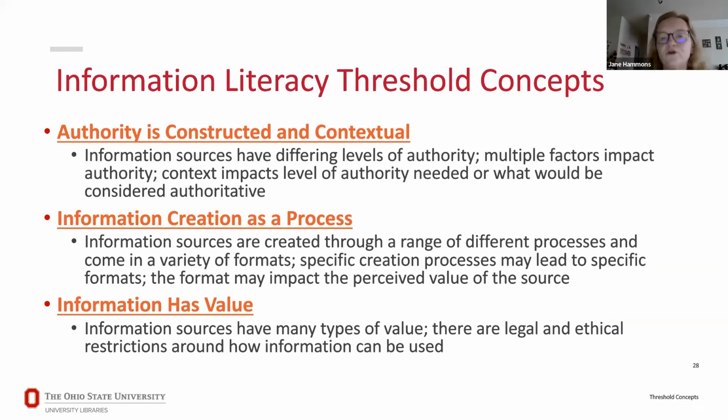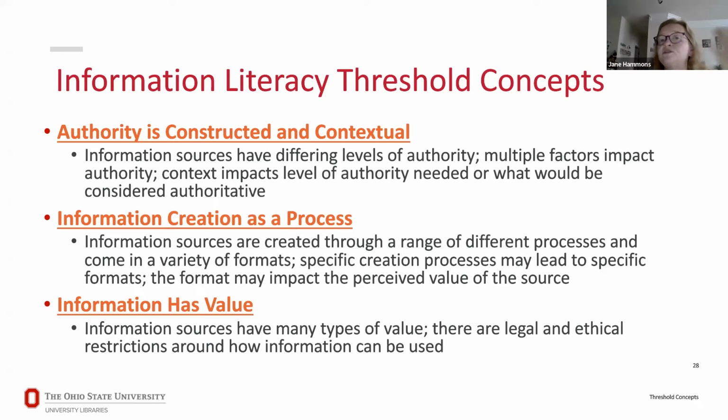The first is authority is constructed and contextual. So this is understanding that there are many different information sources out there. Those sources have different levels of authority. There are multiple factors that contribute to giving a source authority, and that could include the review process, the credentials of the author, the experience of the author, right? So students need to recognize that not all sources are created equal, right? Some sources are going to be considered more authoritative than others, but that context really influences authority.